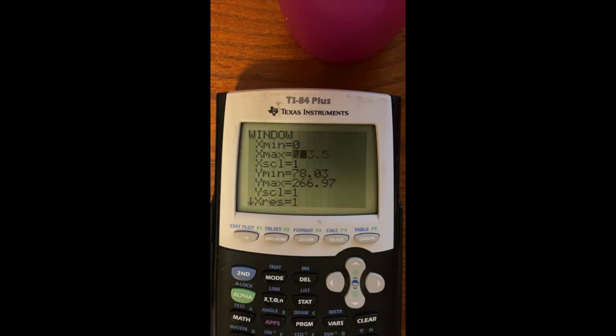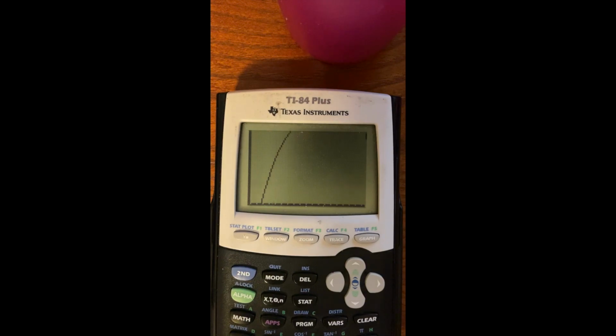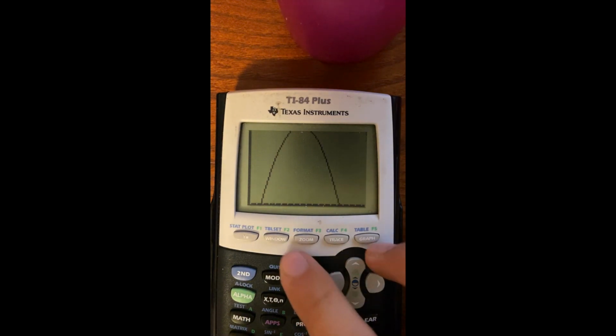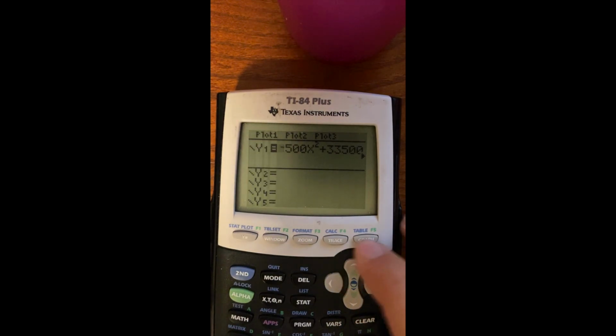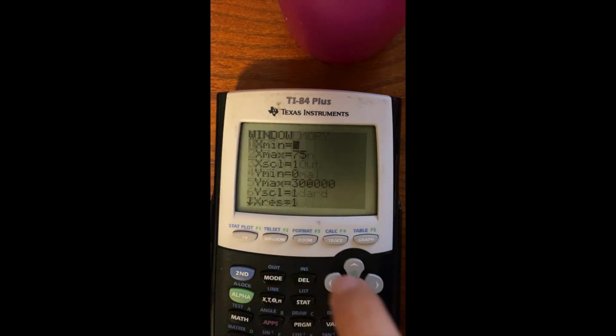So normally I would give you this, but you're going to just press window, enter in your max values for x and y. You don't need to do anything with the scale because you're just going to press graph. And maybe I should actually shrink this a little bit more. Let's see here. Oh, I got a 350,000.